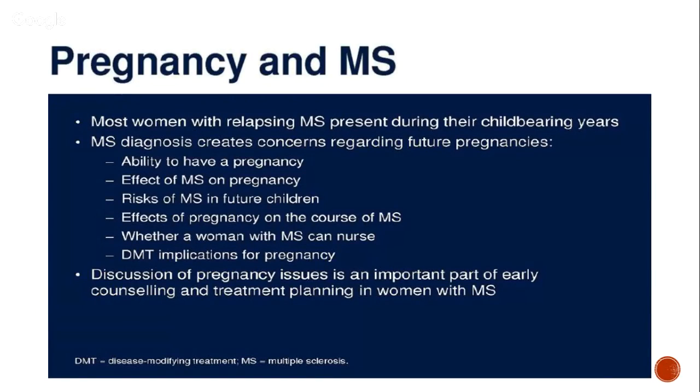Okay. So most women present during their childbearing years. So concerns always are: are they able to get pregnant? Effect of MS on pregnancy, risks of MS in future children. Obviously, they would want to know that. Effects of pregnancy on the course of the multiple sclerosis itself, whether a woman with MS can nurse, and then disease modifying treatment and its implications for pregnancy. So it's an important part of the counseling and the treatment planning for any woman, even for this lady who is coming. You want to make sure that her disease is under control before she plans a pregnancy, if that's something that treatment tends to do.